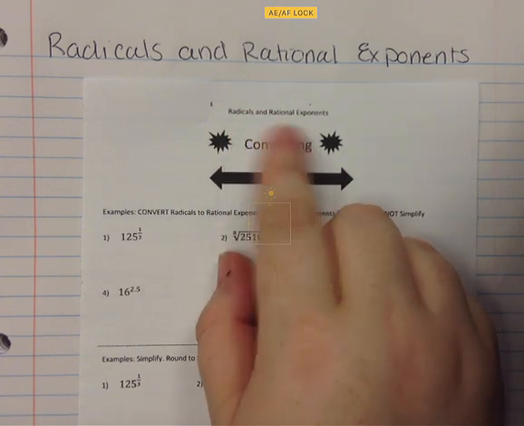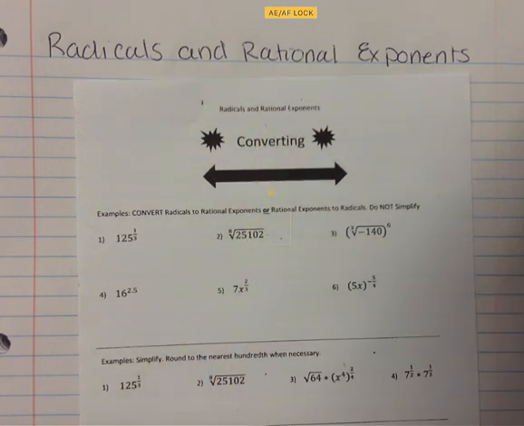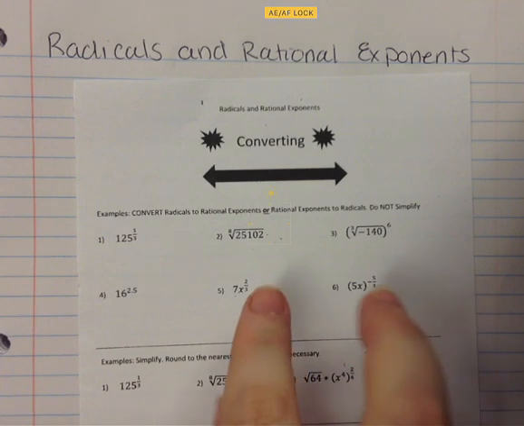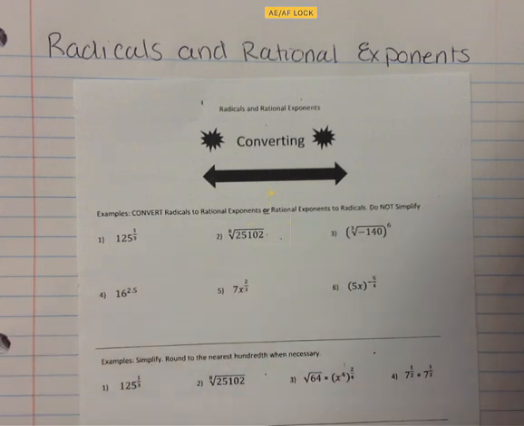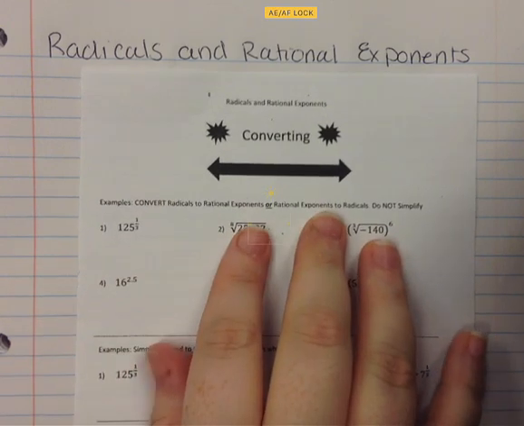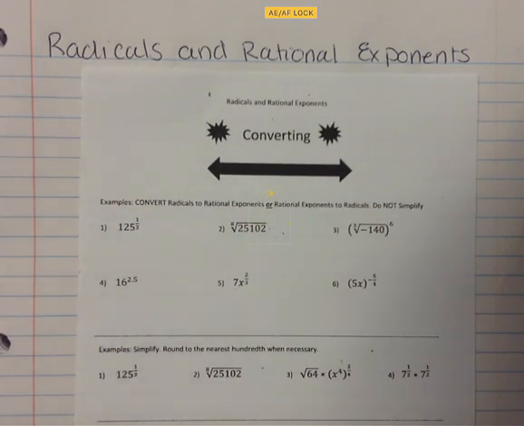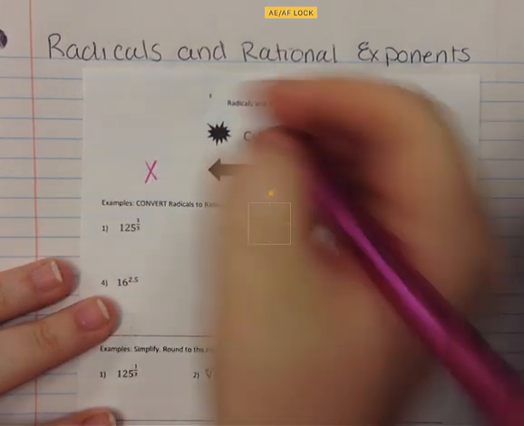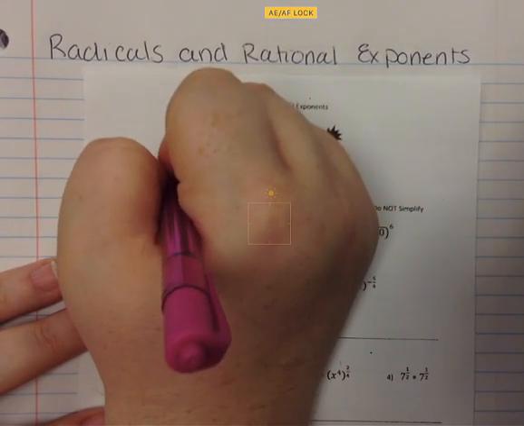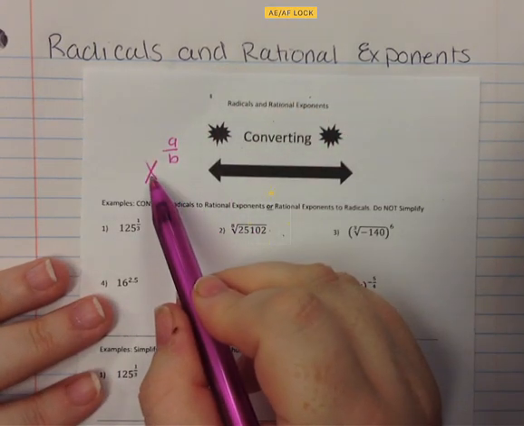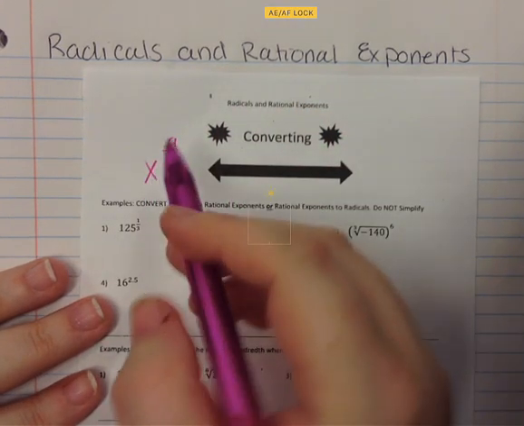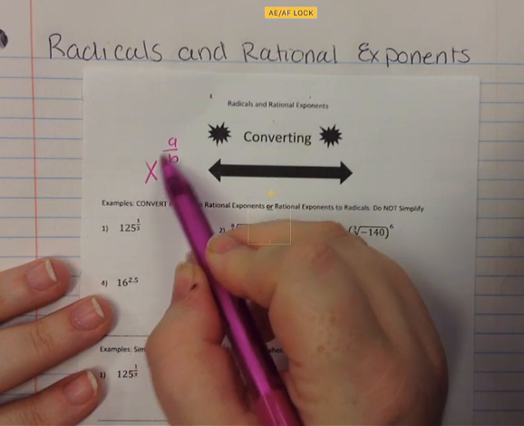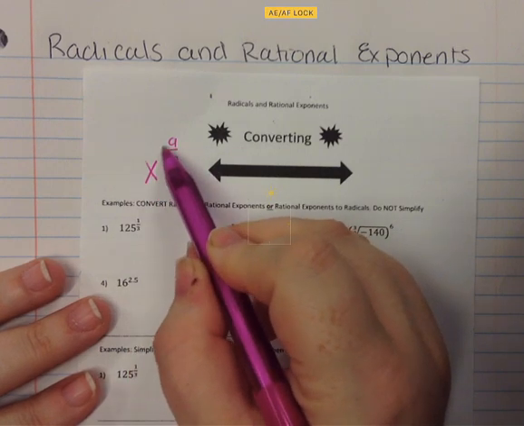We want to be able to convert them because if you don't have a calculator, or are not allowed to use one, sometimes it's easier to look at the converted version so that you can simplify it without the use of a calculator. In order to convert, we might have a problem that looks like x raised to the a over b. So you have a base, which is going to be raised to a fractional exponent.